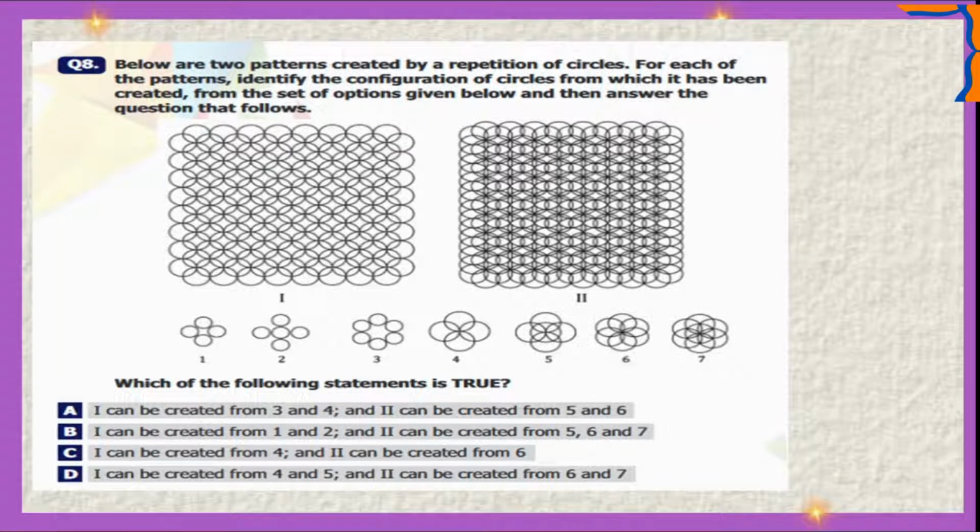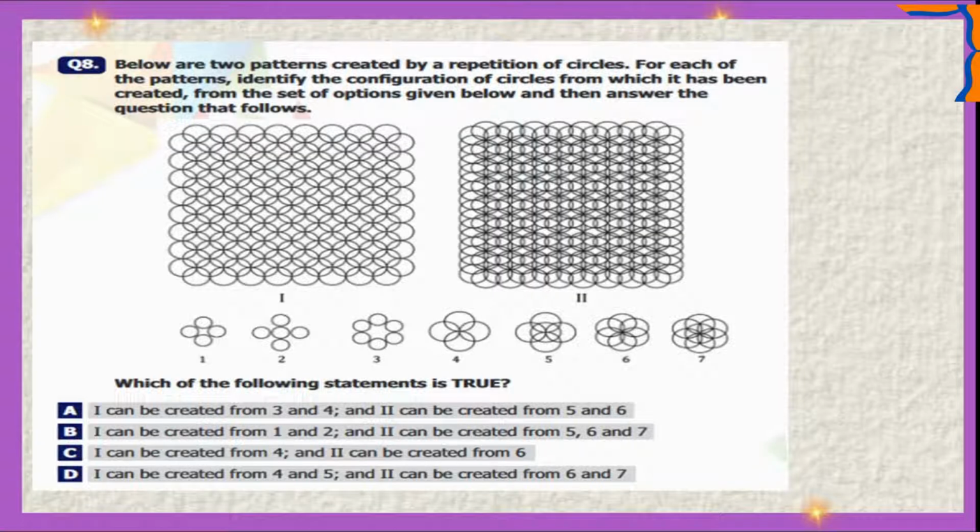So option A is 1 can be created from 3 and 4 and 2 can be created from 5 and 6. So if we look at the design 3 and 4, if we use these two designs, the pattern will be completely different. So that's why A is not correct. Option B is 1 can be created from 1 and 2 can be created from 5, 6 and 7. Similarly, if we use these designs, it will create different patterns. So option B is also not correct.